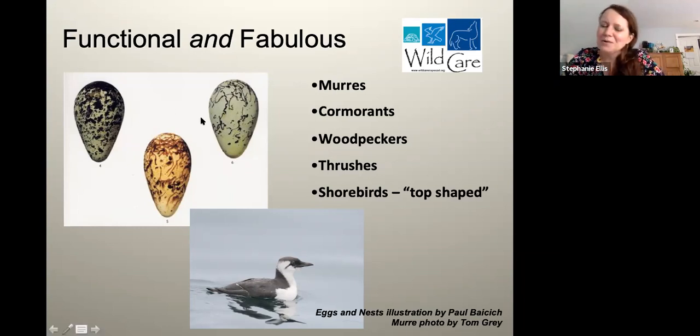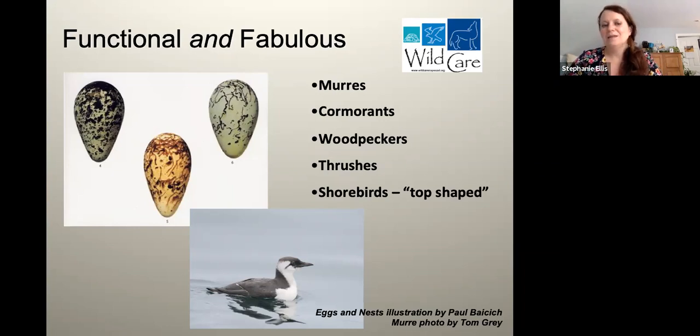So it seems like, oh God, it's so pretty and we just admire it as art, but it's super functional. There's a reason for every bird egg shape and every bird egg color. Shorebirds also lay top-shaped eggs. Thrushes tend to lay blue eggs. And you would think, why the heck would they lay blue eggs? Like, how is that camouflaged?